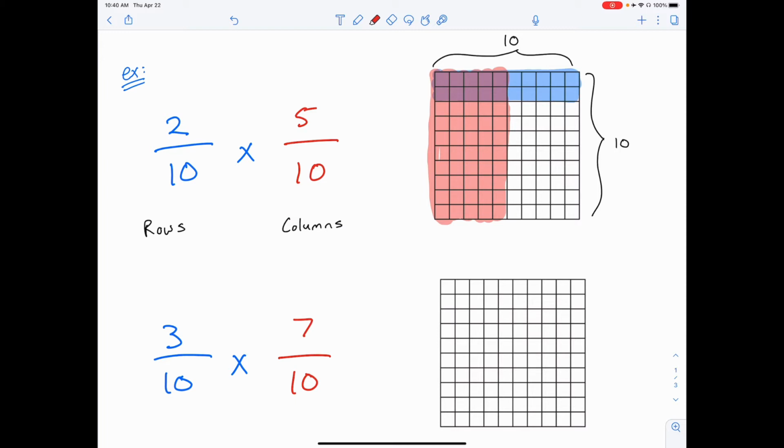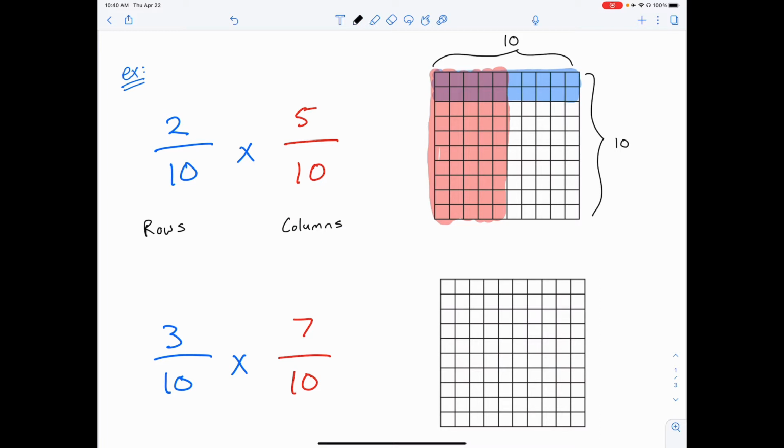So now, to figure out the answer, we just need to take a look at where the overlap occurs. You see here that we first drew 2 out of 10 in blue, then we drew 5 out of 10 in red. So whatever is overlapping each other will give us the final answer.